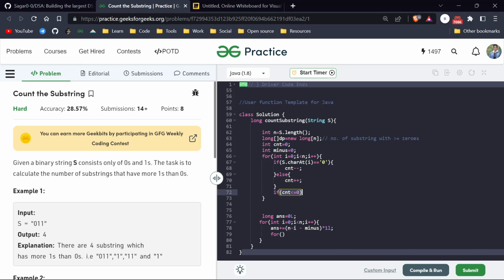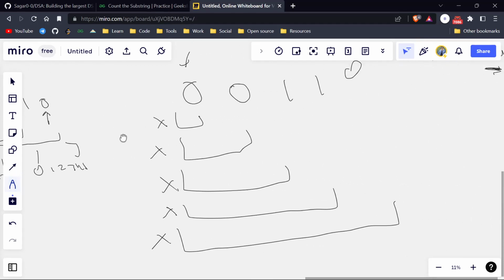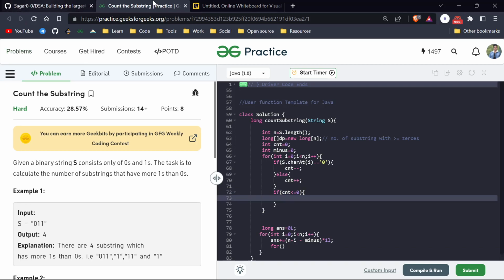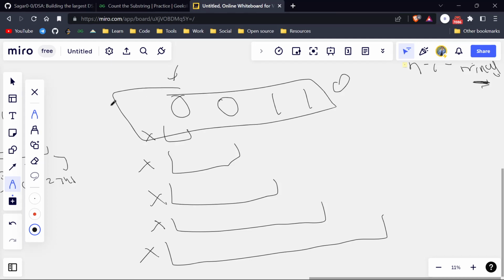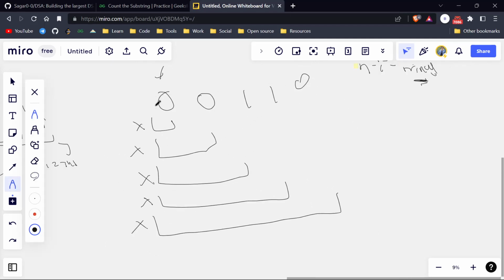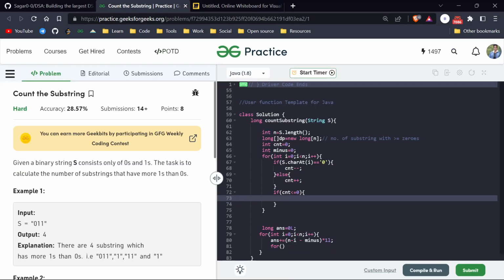If count is lesser than 0, that means it will be minus 1 somewhere, and minus 1 means there are more zeros. And even if it is equal to 0, that means there are equal numbers of zeros and ones, so in this case we still have to remove the substring. So for all the substrings starting from 0, our minus value will be equal to 5. So 5 minus 5 is 0. So for all the substrings starting from 0, we will have 0 valid substrings according to this condition.